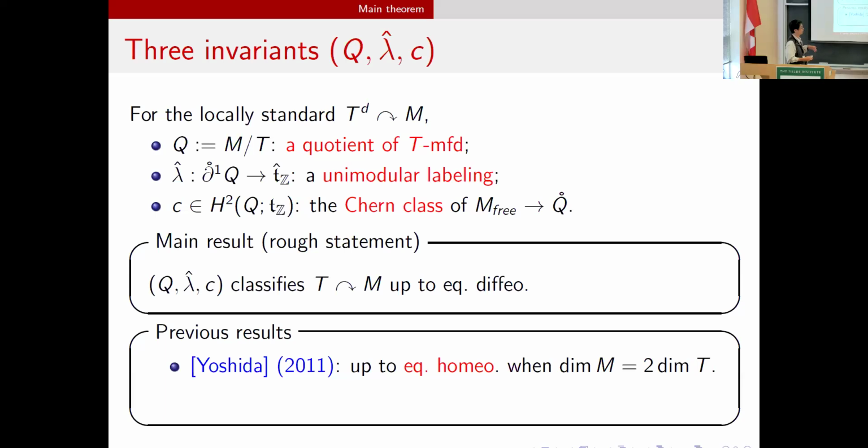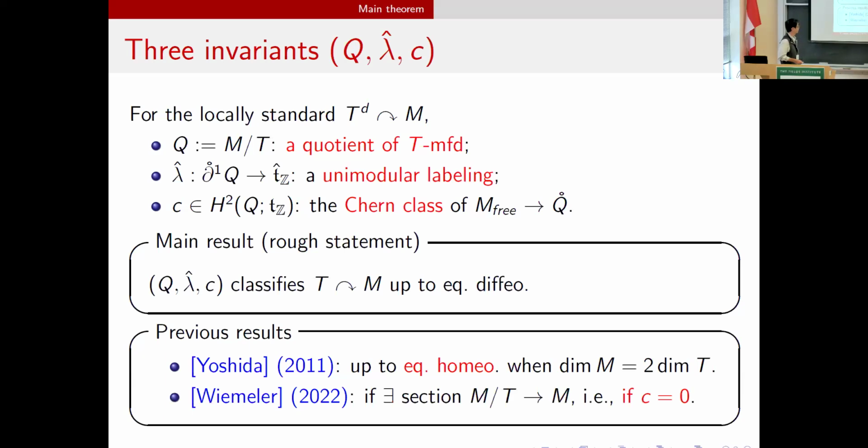So in this case, there is no TL and RM part appears. So this is a classical local standard definition. And our next important example is by Michael Bimera in 2022. He classifies these local standard T actions up to equivariant diffeomorphism.